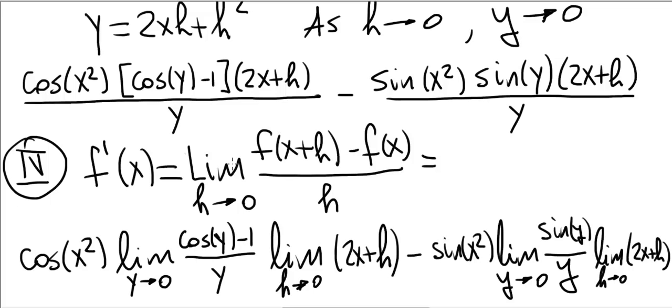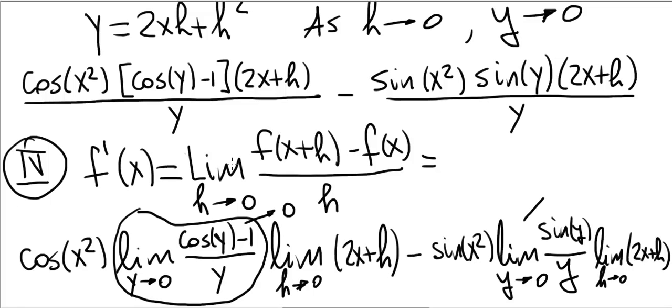So let's take a look at these. This limit, that's result number 3, that limit is heading to 0. And if it's heading to 0, everything else that multiplies it will also be heading to 0. Cosine of x squared, and this second limit here will become 2x. So cosine of x squared times 0 times 2x will head to 0. For the second part, the middle part is result number 2. That limit is heading to 1. This limit is heading to 2x.